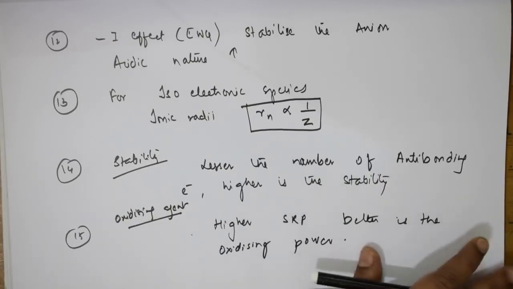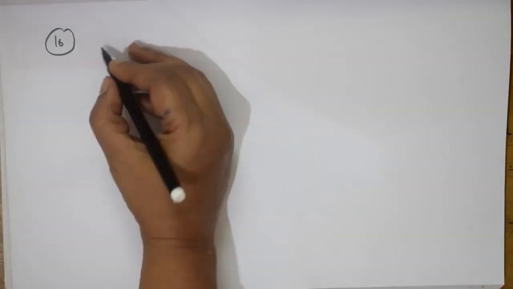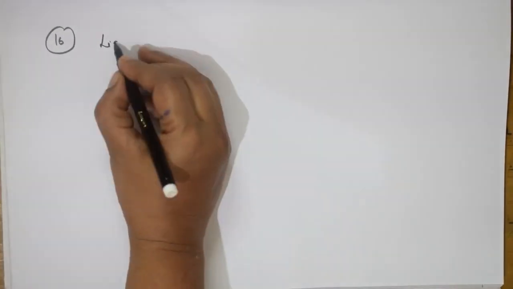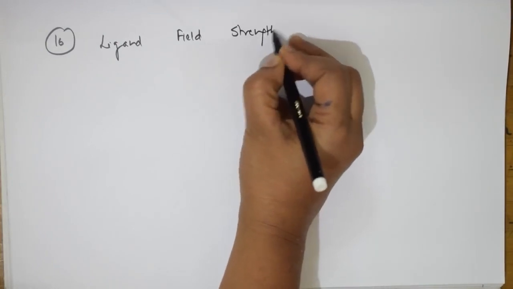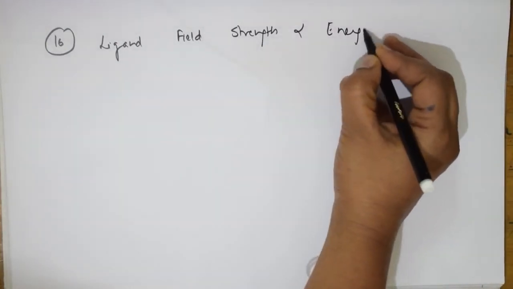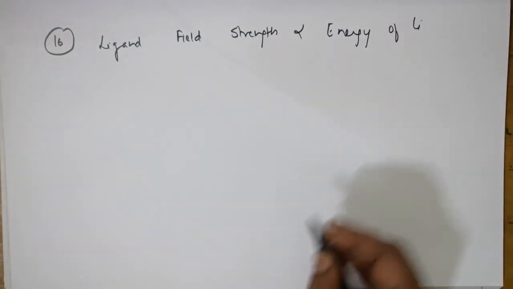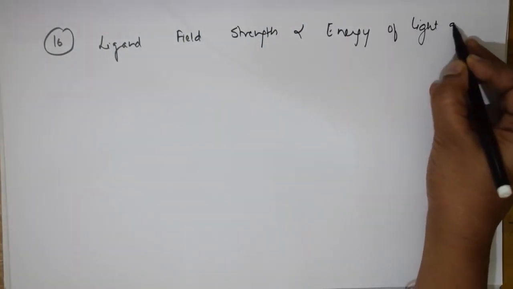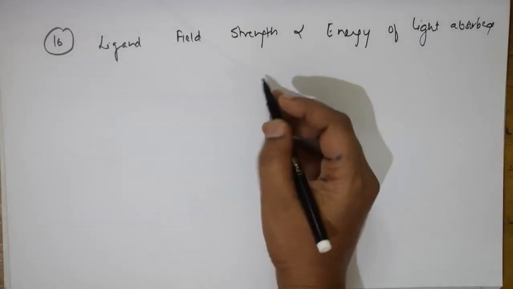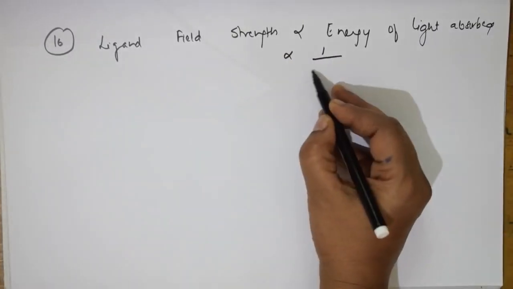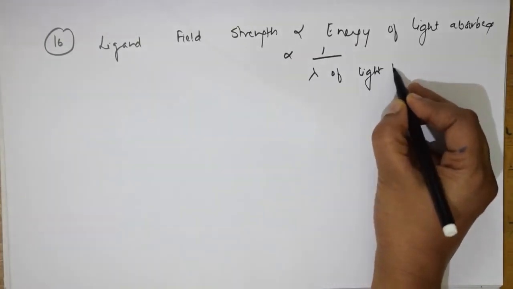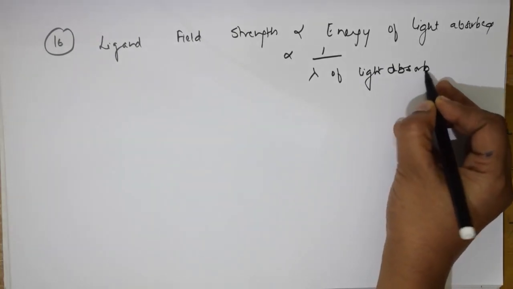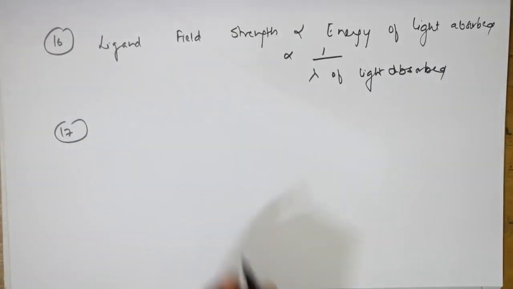Right, now let us go back to one more concept, the 16th concept. What is that thing? Ligand field strength, right? Ligand field strength is directly related to the energy of light absorbed, and inversely related to 1 by wavelength, that is lambda, the wavelength of light absorbed. Remember this, of light absorbed. It will be useful for your first chapter. Yes. Now next important thing.